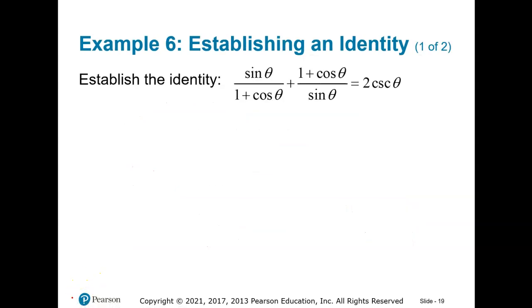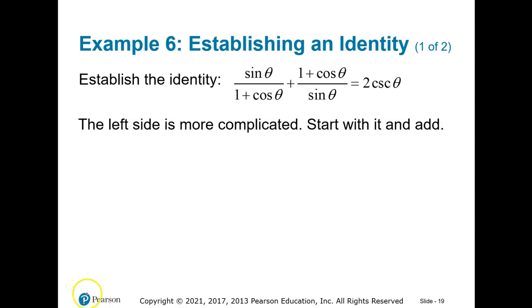All right, we got this expression. We want to show we can get to 2 cosecant. So obviously we're going to start with the left side because it's got more stuff to work with. To start with that left-hand side, we want to get common denominators. So this times sine will be the common denominator. Here, I need to multiply by a sine to get the common denominator. Here, I need to multiply top and bottom by a 1 plus cosine to get the common denominator.